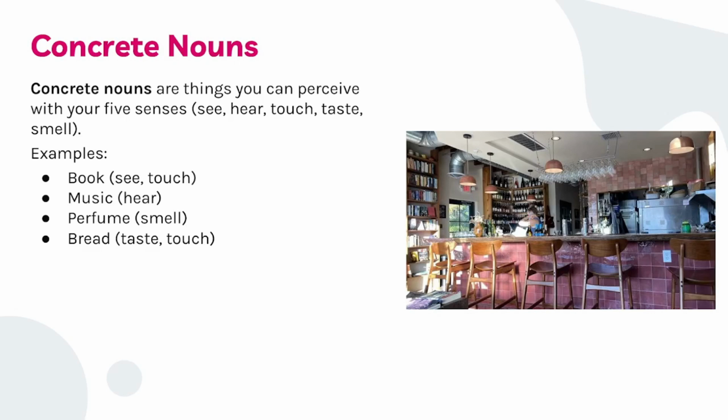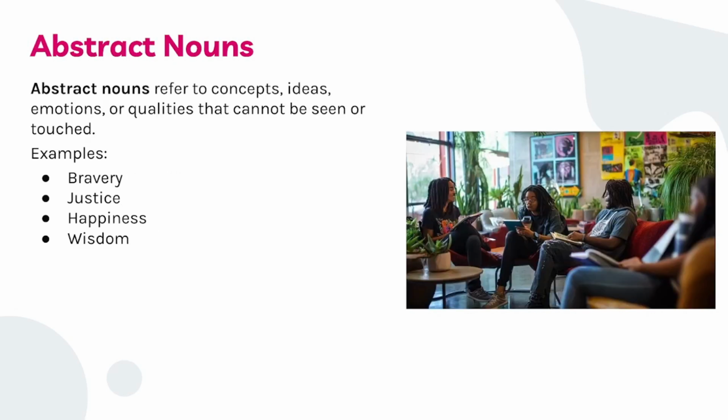You have five senses. You have touch, hear, smell, see. These are the senses of human beings: see, hear, touch, taste, smell. Anything you can feel with that is a concrete noun, like a book, music, perfume, bread. If you can touch it, you can see it, you know it's a concrete noun.